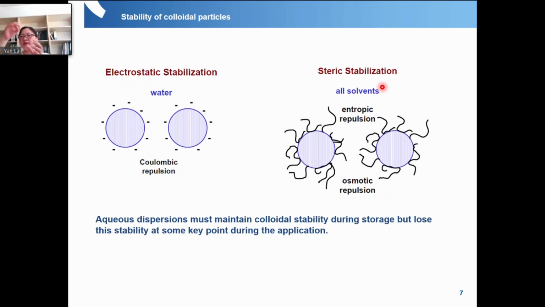And this steric stabilization can be based on, for example, polymer chains, and in that case it is mainly based on osmotic repulsion or entropic repulsion to balance the van der Waals attractive interactions. So just keep in mind, for the steric stabilization, it is not limited to water. It can be applied to all solvents.